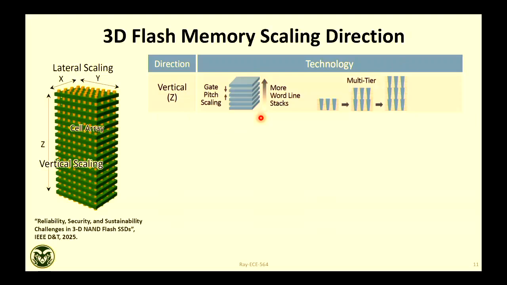So if you make every layer thin, you can grow more layers. Instead of 100 layers, you can grow 200 layers. That's one direction, which we call vertical Z scaling, where you will scale the pitch. Pitch means the distance between two word lines, center of one word line versus center of another word line. So if you scale that pitch, you can grow more layers, because your 100:1 aspect ratio will be maintained.